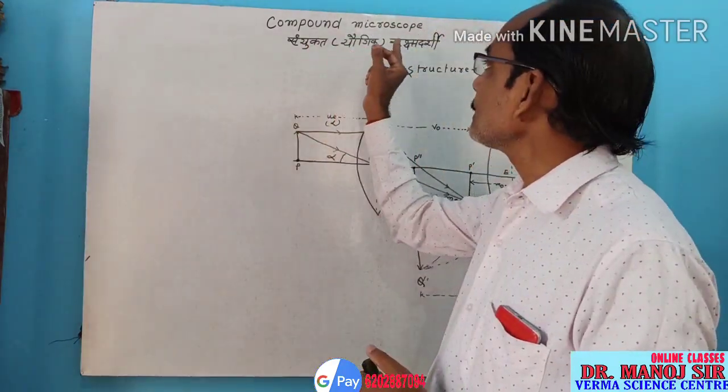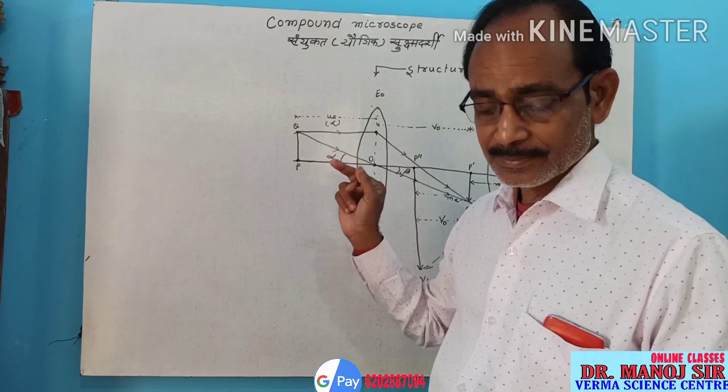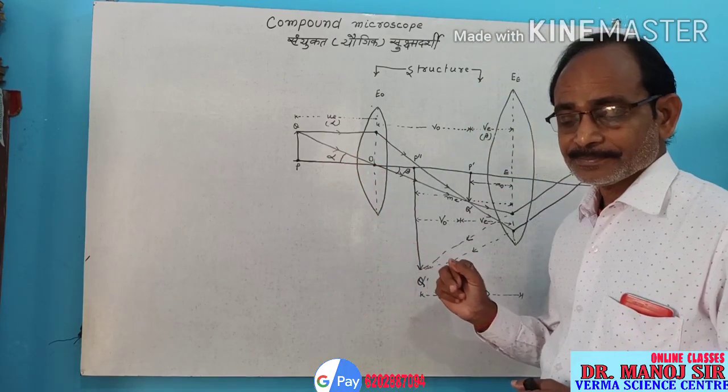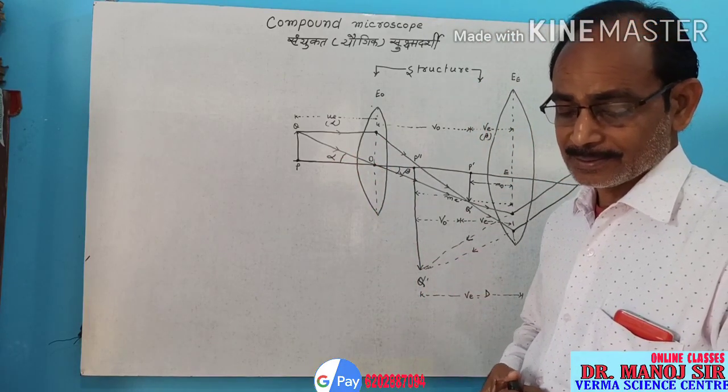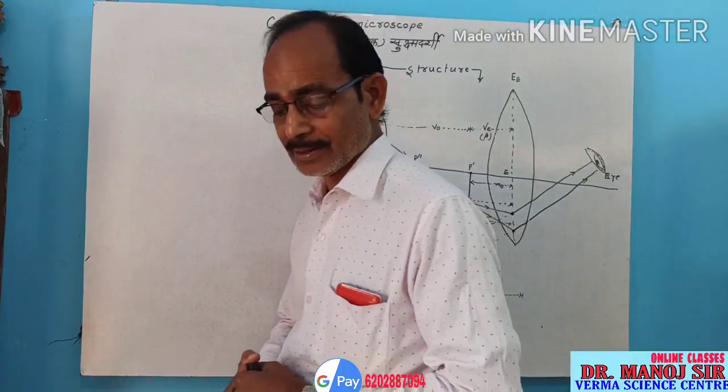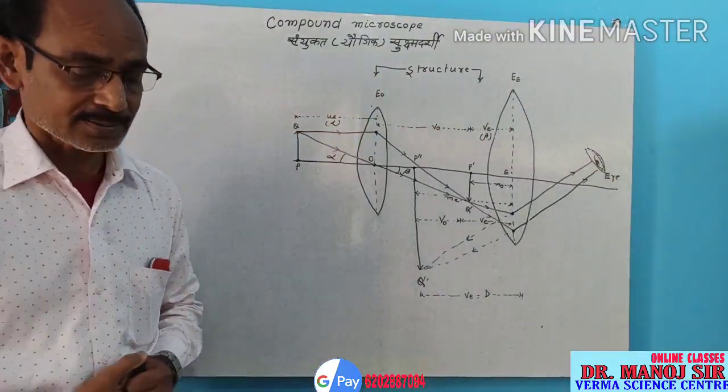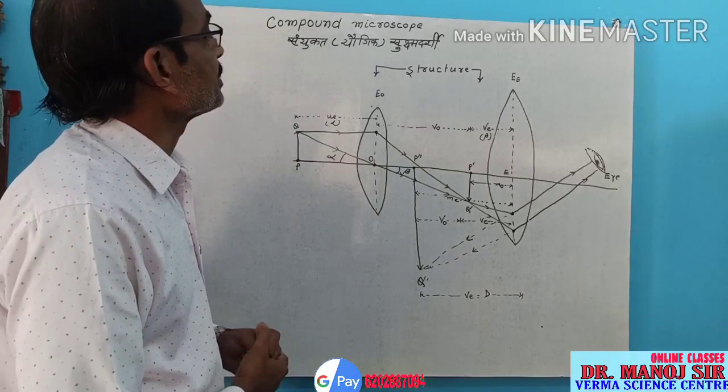So a compound microscope is an optical instrument as a device which magnifying the object in large visible scale.